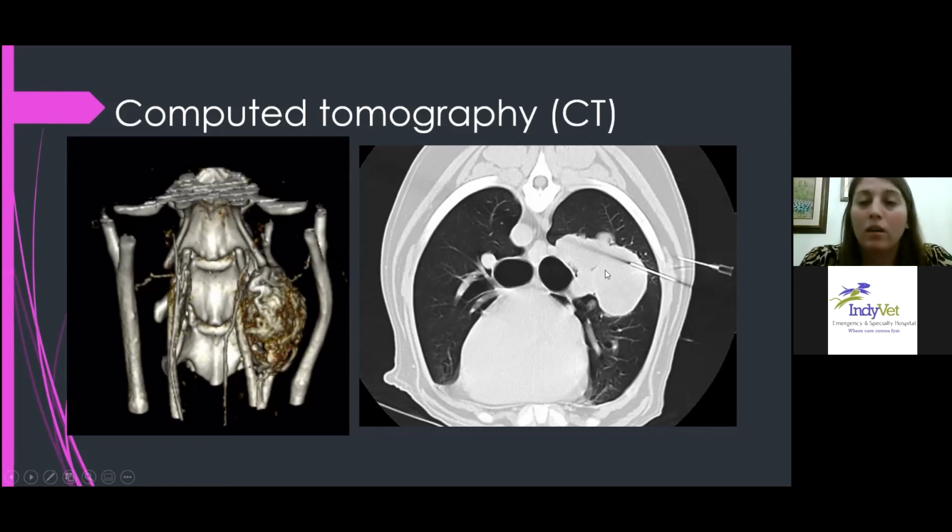On the right here is a CT of the chest. These are the lungs and an irregular mass present. This isn't done too often, but you can use CT to guide a biopsy needle and make sure that you're getting the mass.